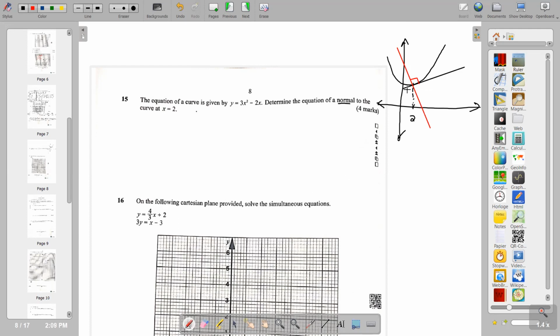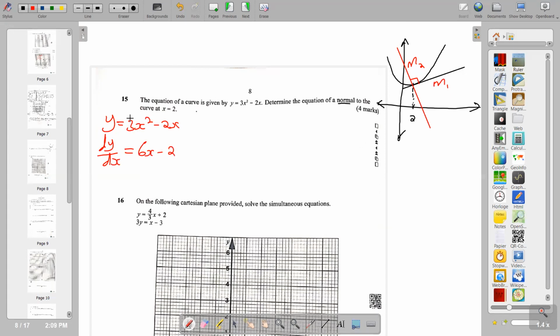So if you have the gradient of this tangent, let me call it m1, and you want to find the gradient of a normal, m2, then when you take m1 times m2, it must give you -1. So first of all, you need to get the gradient of a tangent. From this equation, y is equals to 3x squared minus 2x. We differentiate to get what is known as the gradient function, dy over dx. So this one will be 6x minus 2.